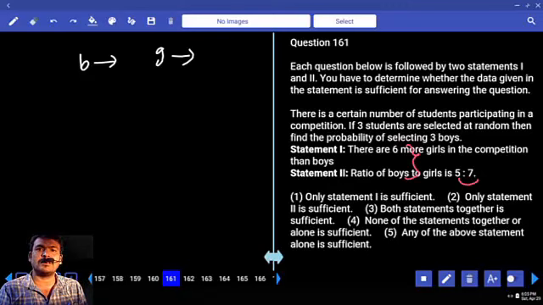5 and 7, how many parts difference? 2 parts. How many members is that difference? 6 members. We get the individual boys and individual girls. Obviously we get the total members too. Okay.